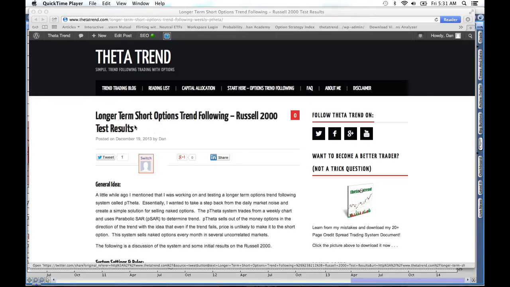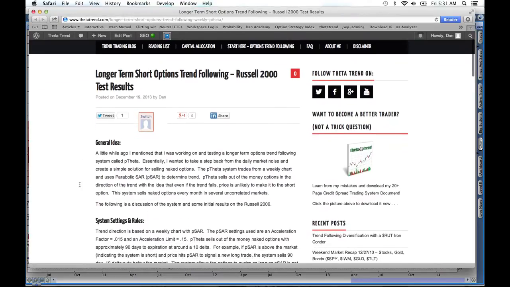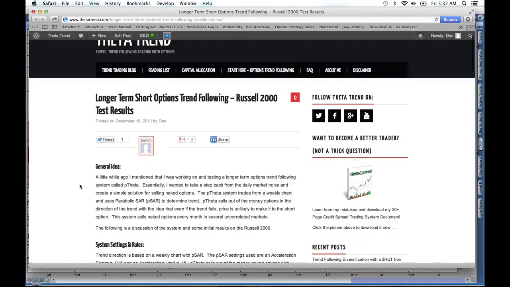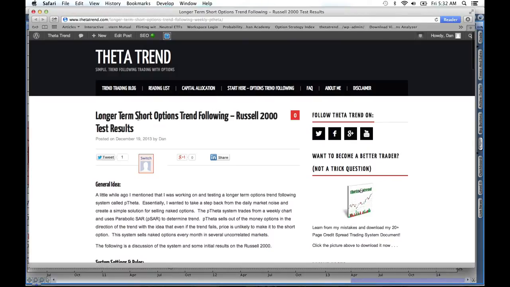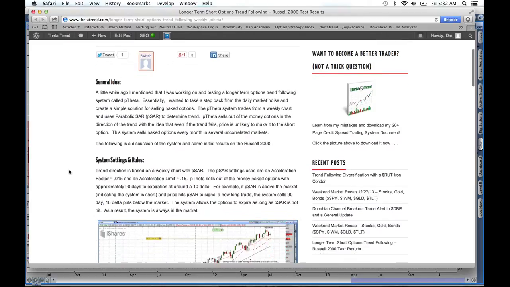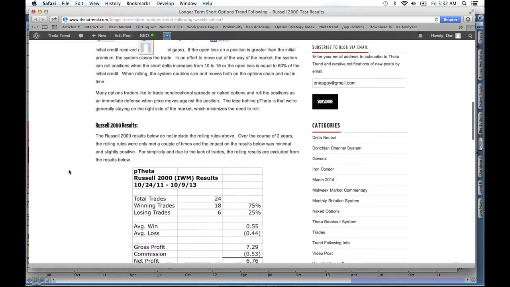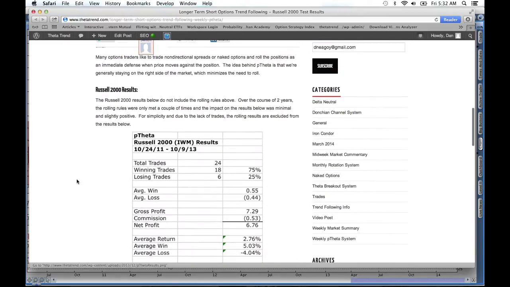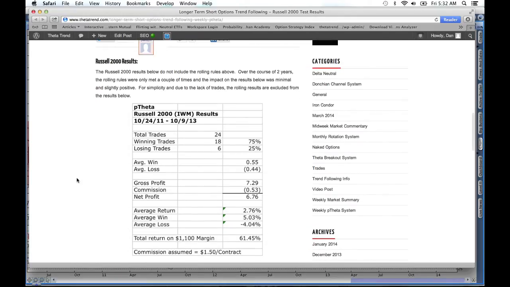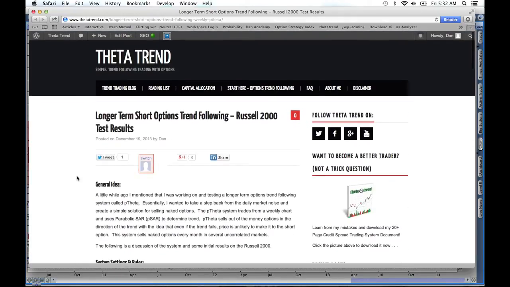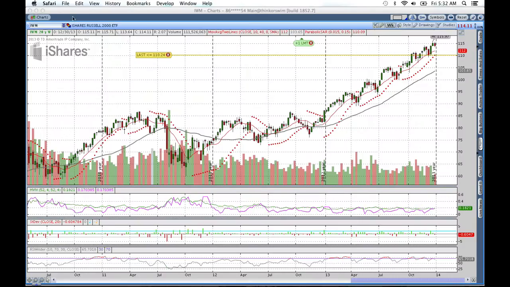This is the post on the blog that I'm looking at right here. So if you want to refer back to something written, this is a good place to go. It's called Longer Term Short Options Trend Following Russell 2000 Test Results. I went through a description of the system, and then we looked at 2 years of the results using the Russell 2000. So if you want to read more about it, this is where to go. I'm going to go ahead and close this for the time being.